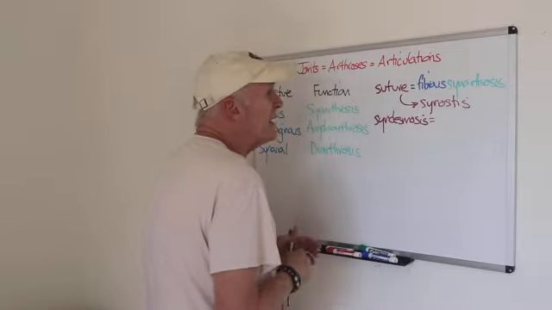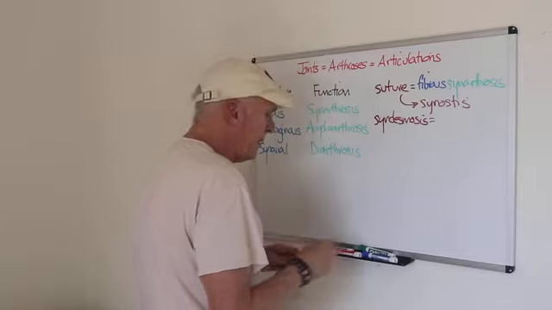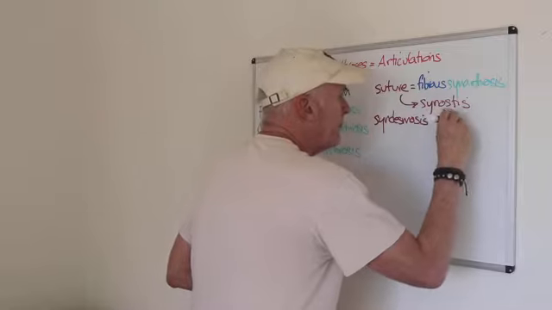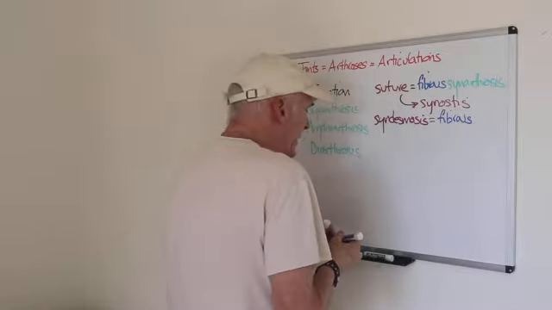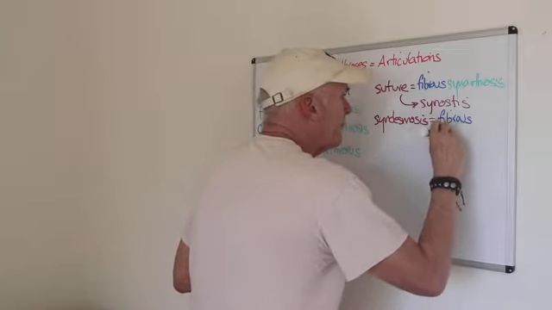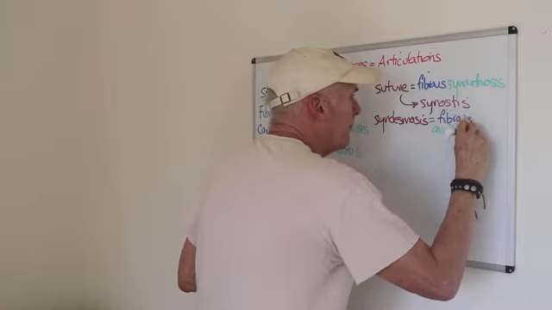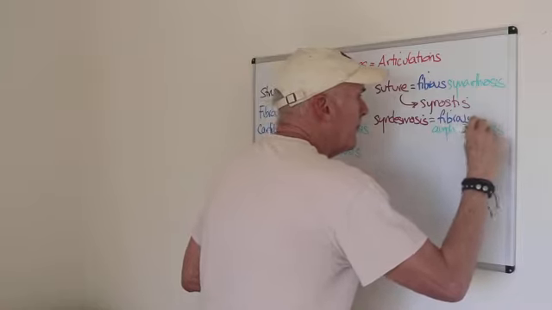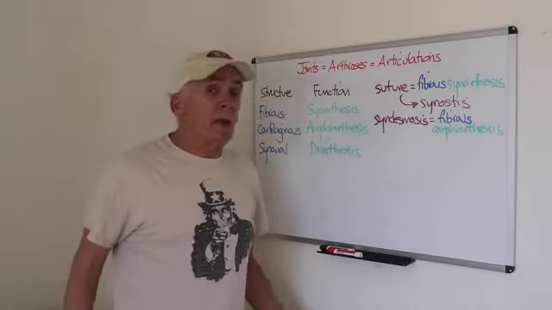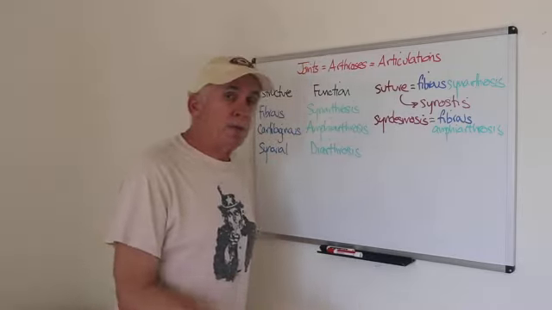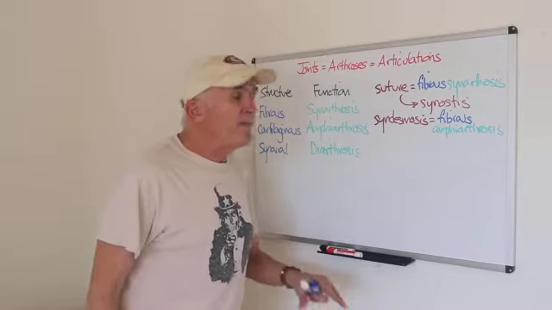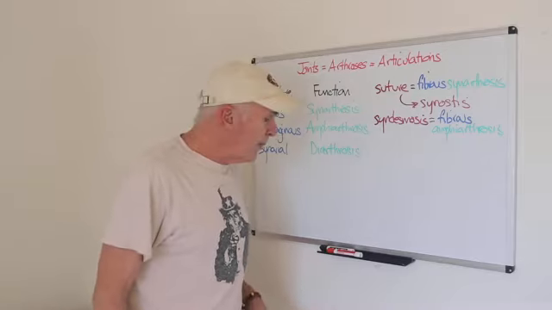So, what is a syndesmosis? Well, it's fibrous connective tissue again. But in this case, it's an amphiarthrosis. So, what is a syndesmosis made of? It's made of fibrous connective tissue. How movable is it? It's partly movable. It's a fibrous amphiarthrosis. Amphiarthrosis, partly movable.